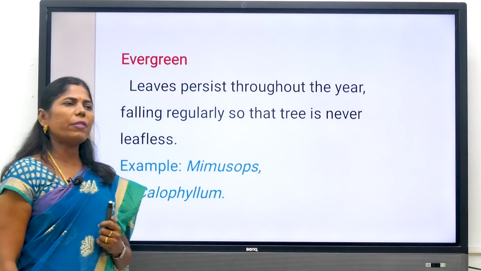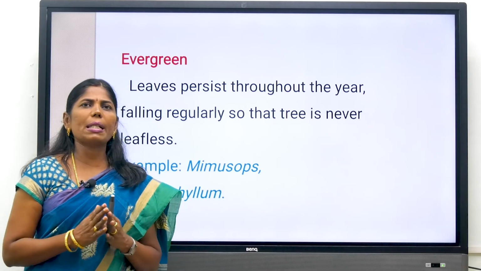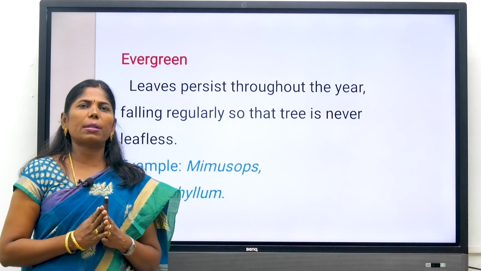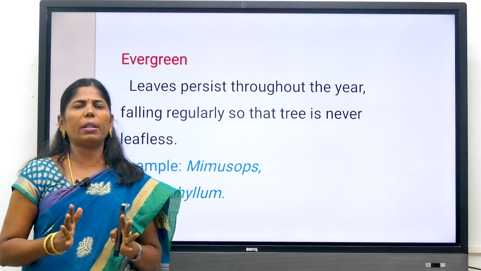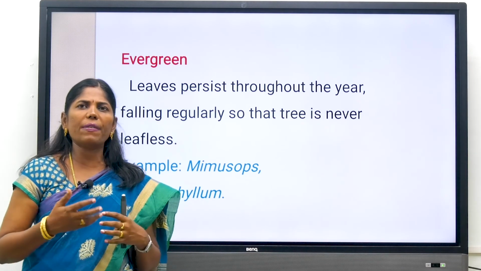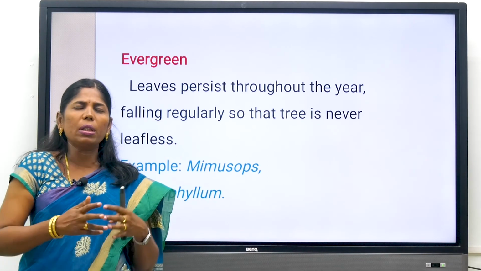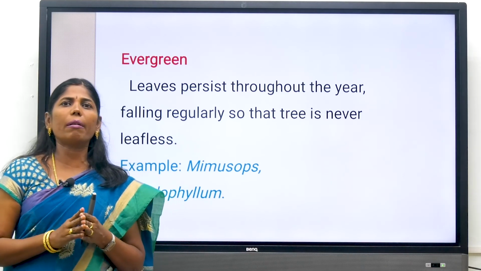Evergreen. In some plants we can see leaves in all seasons, in the trees. Leaves persist throughout the year. Persist means they are always present. Leaves fall regularly, a few at a time, and the next day new leaves arise. However many leaves fall, the same number of new leaves form, so we call them evergreen leaves.